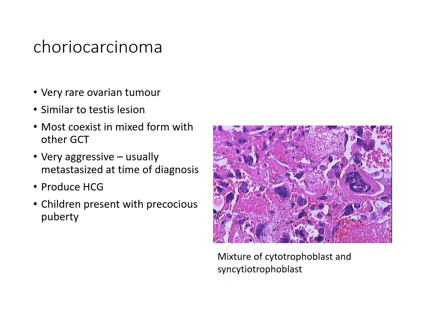Choriocarcinoma is a very rare ovarian tumor, which is similar to the testis lesion. It most often coexists in mixed form with other germ cell tumor. It is very aggressive, and it produces HCG. Children may present with precocious puberty. Histologically, it shows the mixture of syncytial trophoblast, which is this multinucleated cell, and the mononucleated cells, which are cytotrophoblasts.